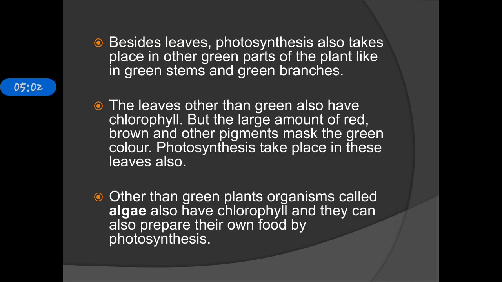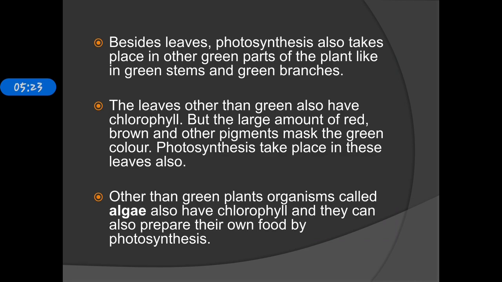Besides leaves, photosynthesis also takes place in other green parts of the plant like green stems and green branches. The chlorophyll itself is a green pigment. Wherever it is present, there will be a green color. And in the presence of chlorophyll, photosynthesis will take place.